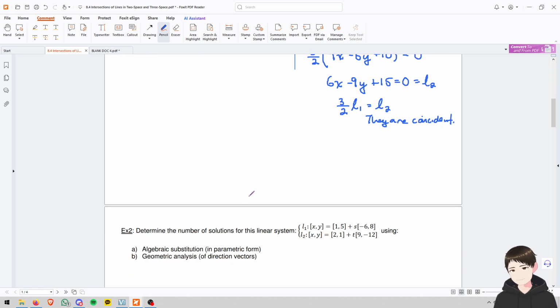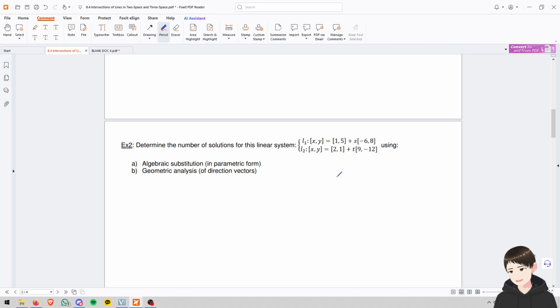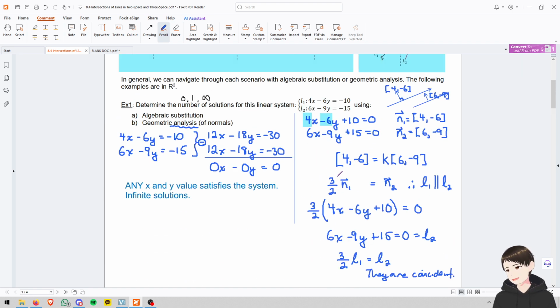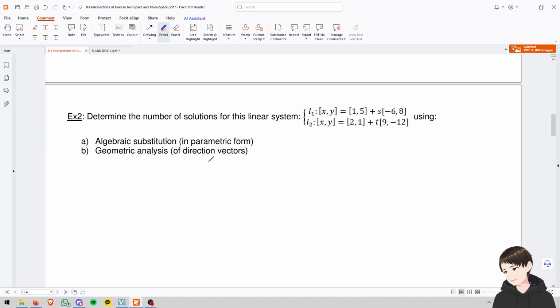That's another example. This one is an example of having no solutions. They are going to be parallel to each other, but there are no solutions. Notice here it says algebraic substitution, but you can obviously eliminate as well. Determine the number of solutions for this linear system, algebraic substitution or elimination. This time I give you vector equations. All right, let's do it.